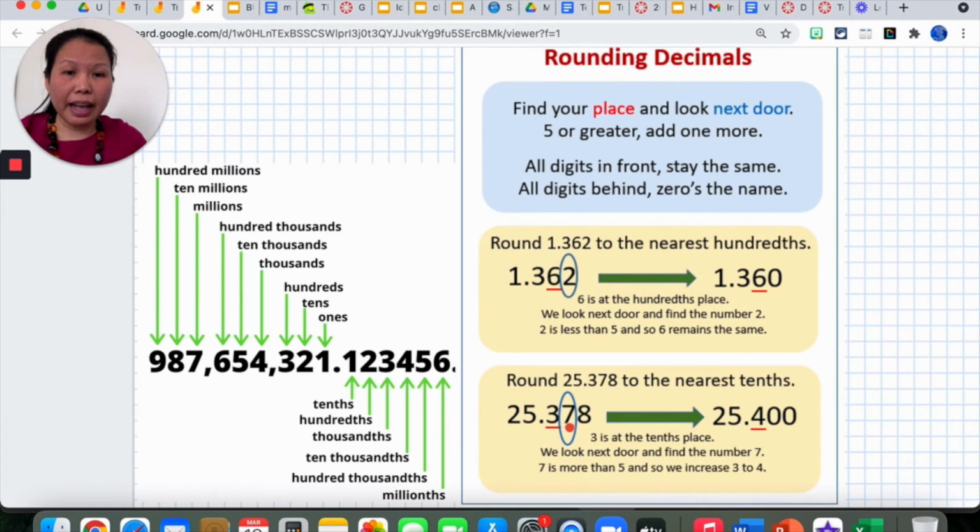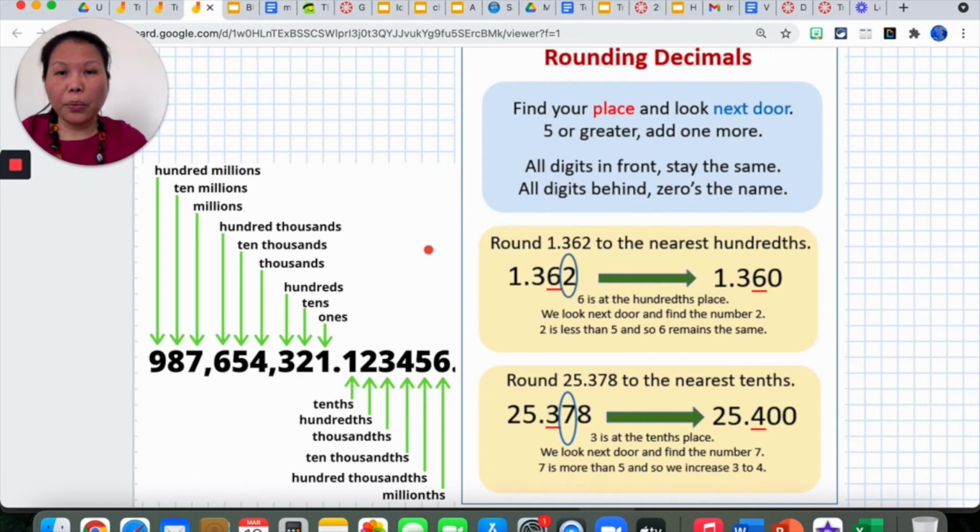It happened to be 7, which is 5 or higher. We add 1 more to 3 and that makes 4, and then everything zeroes out. So 25.4000. But we don't need to write the 0s in. You can just stop with 25.4. That is the correct answer for rounding a decimal to the nearest tenth.